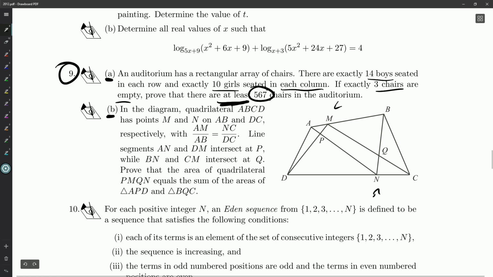Line segments AN and DM intersect at P, and then BN and CM intersect at Q. Okay. Prove that the area of quadrilateral, this middle thing, is the sum of this area and this area.